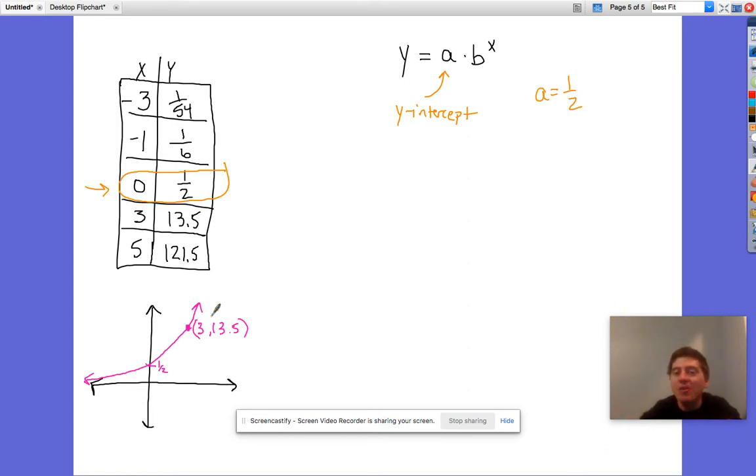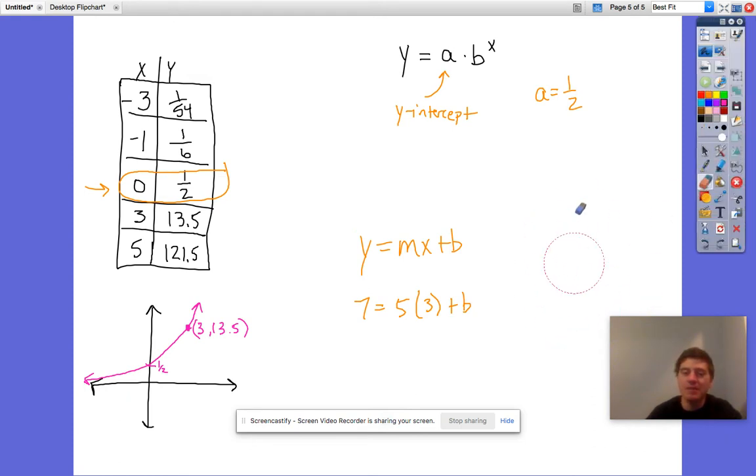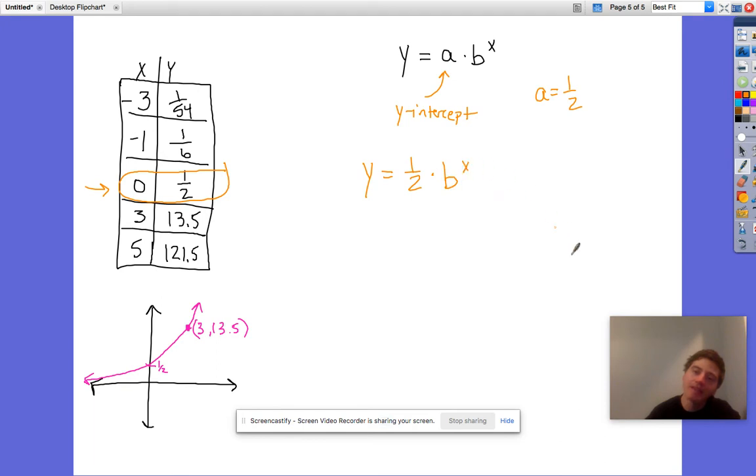Another point, just like what we did to solve an equation, y equals mx plus b, where we know the slope, say m is 5, and we had some xy point, right? We had goes through 0, 37. Okay, you can plug those in then. Y is 7, the slope is 5, x is 3. Solve for b and you're good to go. Very similar here, right? If I know the y-intercept, then I can plug that in. Y equals 1/2 times b to the x. Now I just need to find what b is, and I'll have the equation.